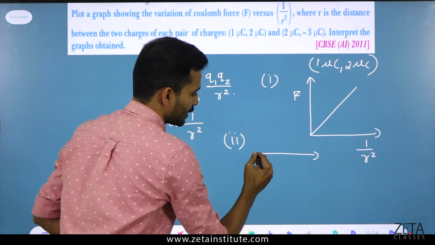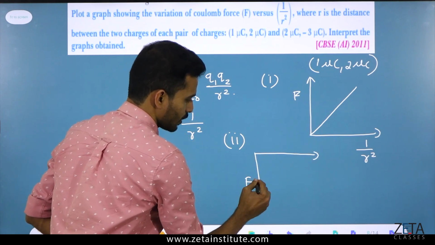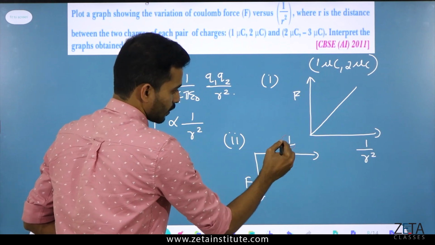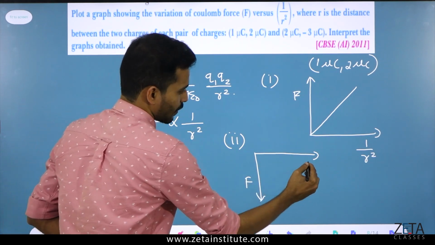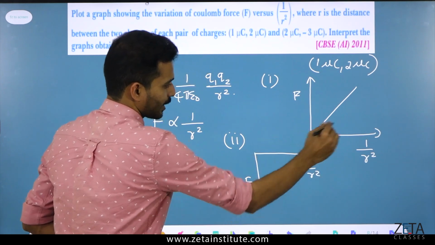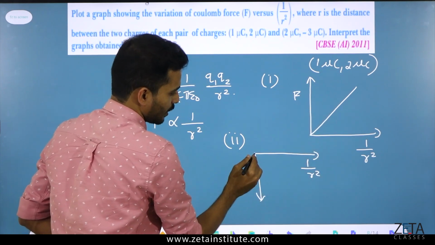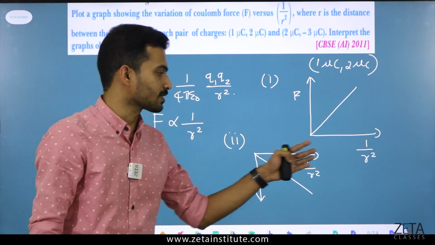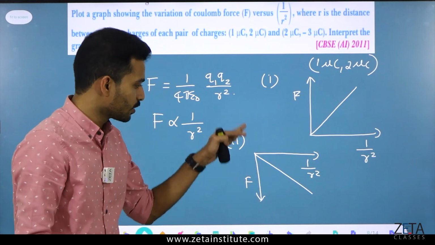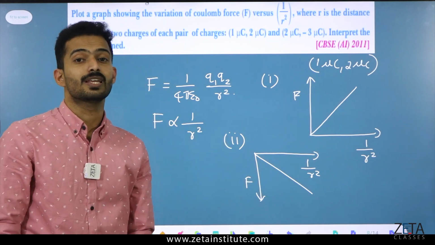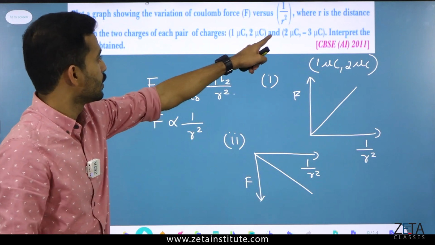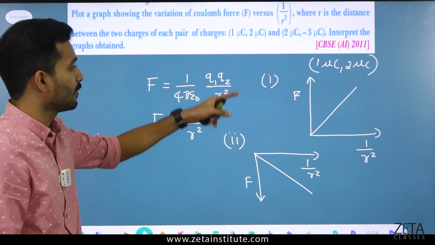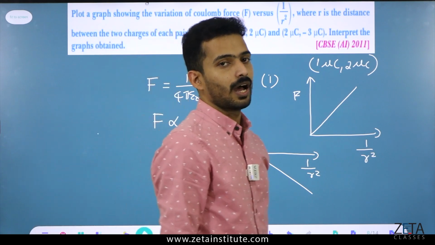The graph will be like this. So this is the force, and this is 1 by r square. When r increases, what happens? So for 1 by r square, the graph is like this. The force is negative. When the value of 1 by r square increases, the force also increases, but it is a negative value because of 2 microcoulomb and minus 3 microcoulomb. So this is the graph between force and 1 by r square.